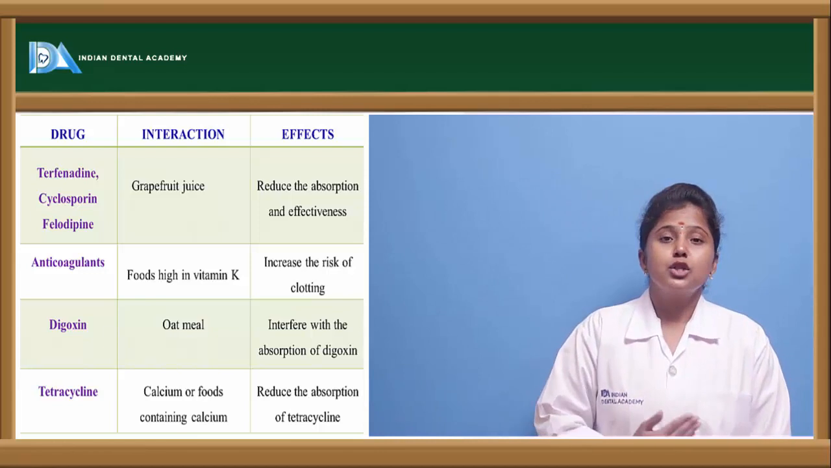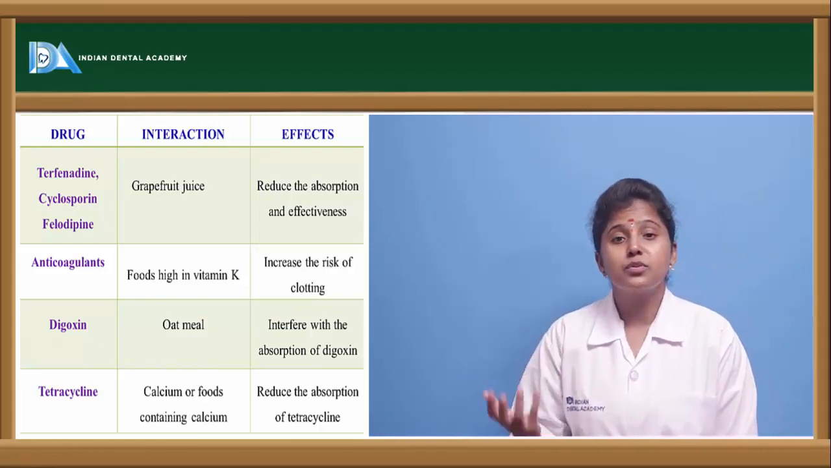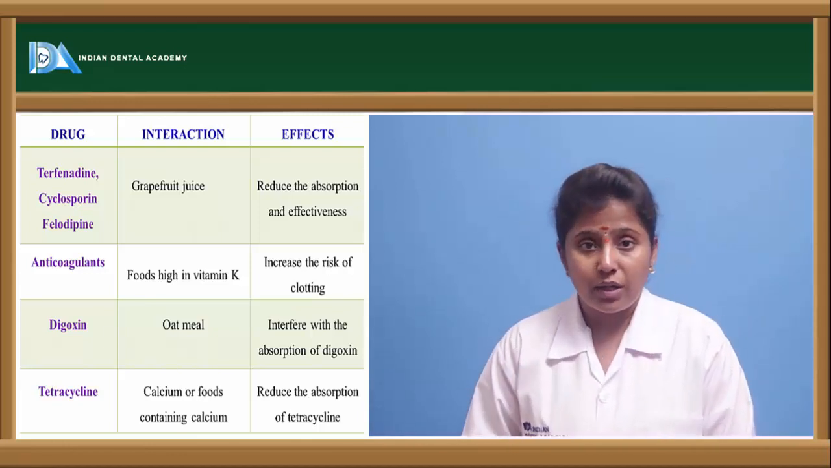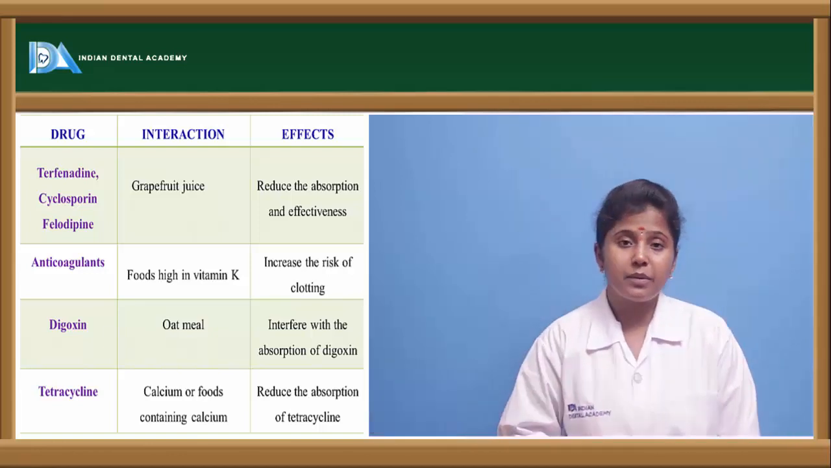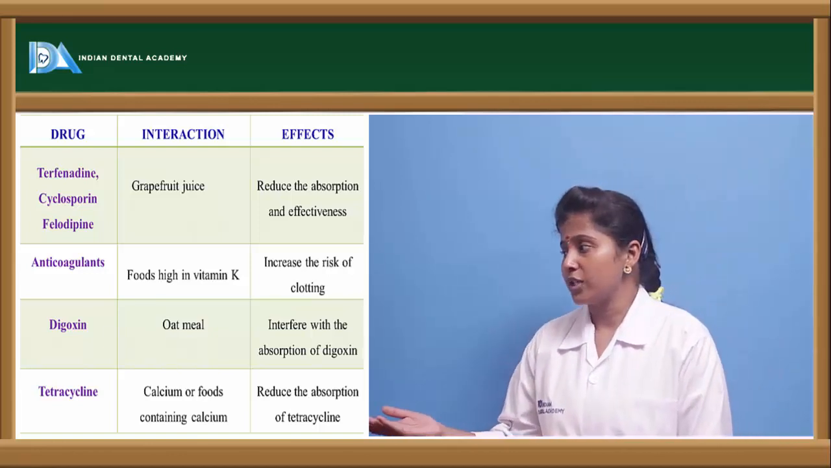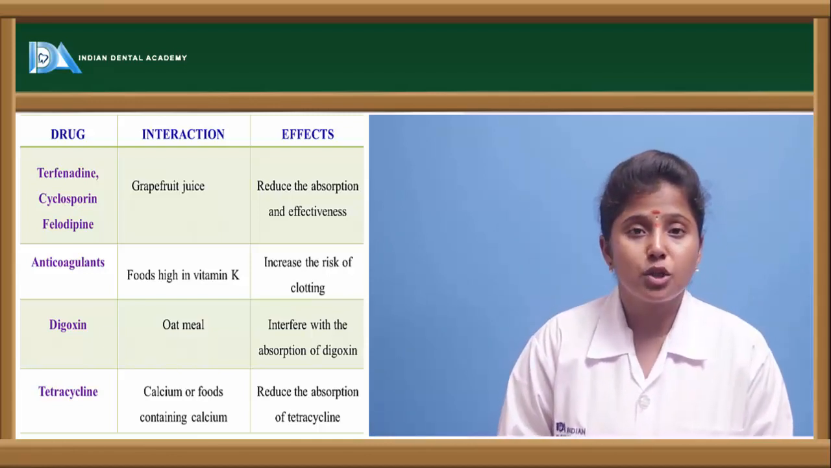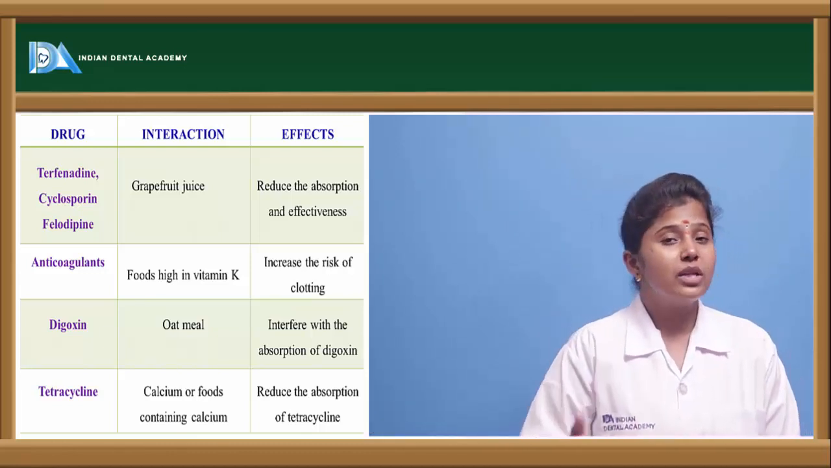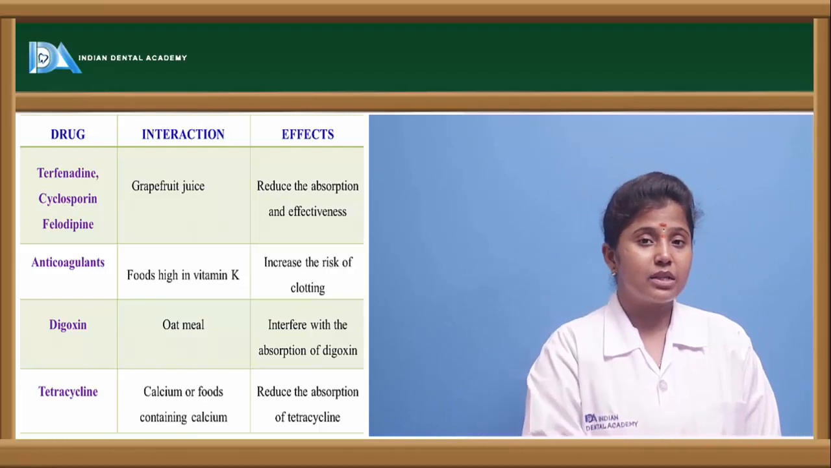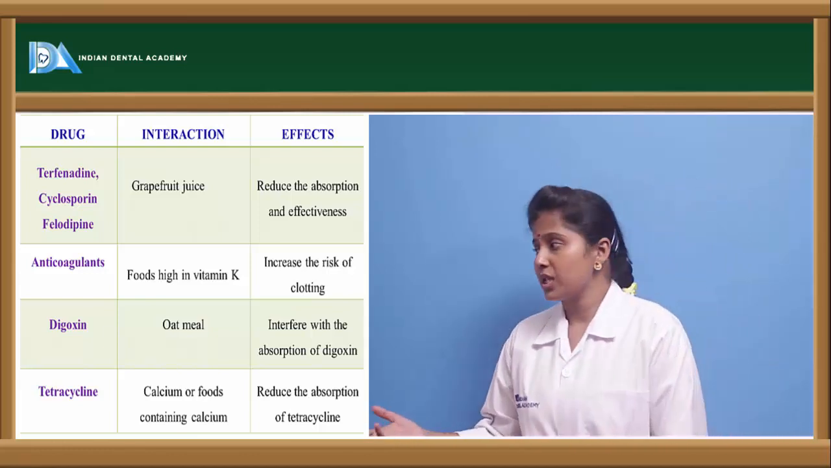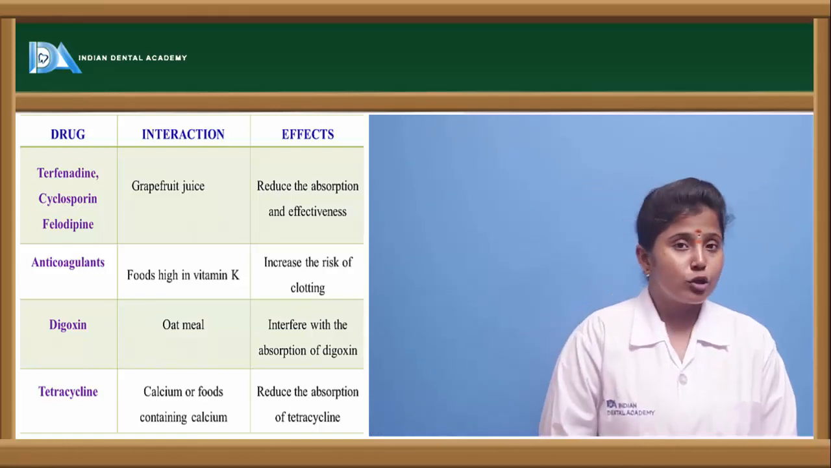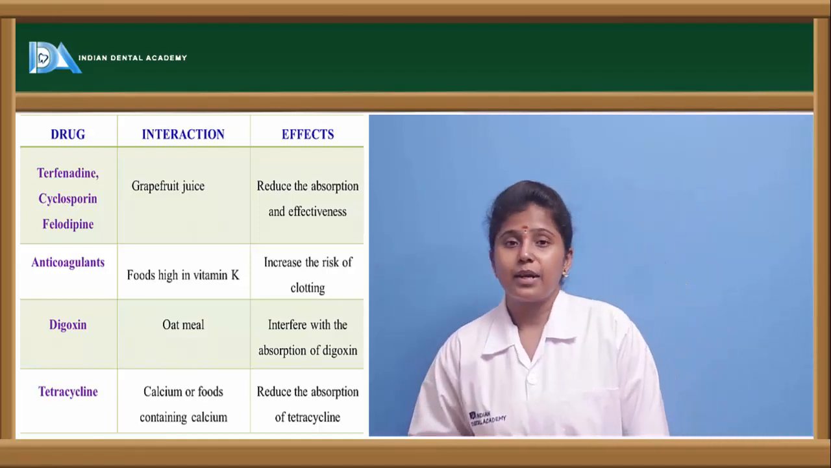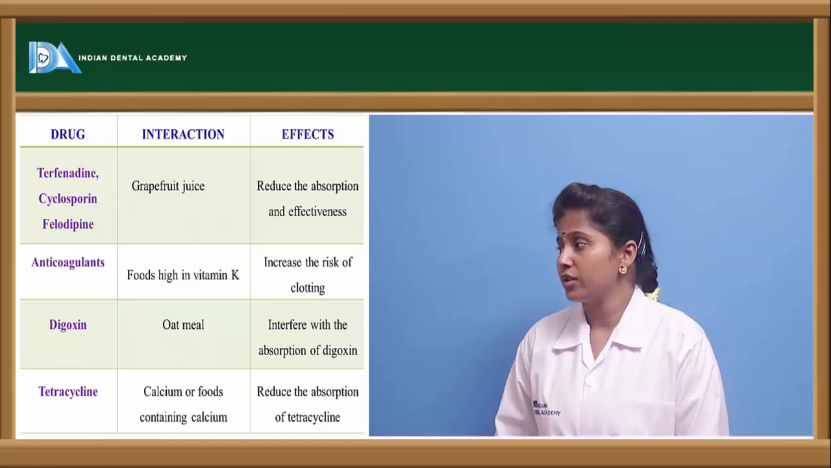Anticoagulants should not be given with vitamin K supplements or foods which are rich in vitamin K, because vitamin K counteracts the anticoagulants, and if we give them together, that will lead to excessive bleeding or hemorrhage. Drugs like digoxin should not be given with oats. Why? Because the oats interact with the digoxin, and thereby the absorption of digoxin will be reduced. And tetracycline should not be given with calcium containing foods, because tetracycline will react with the calcium, and thereby the tetracycline absorption will be reduced.